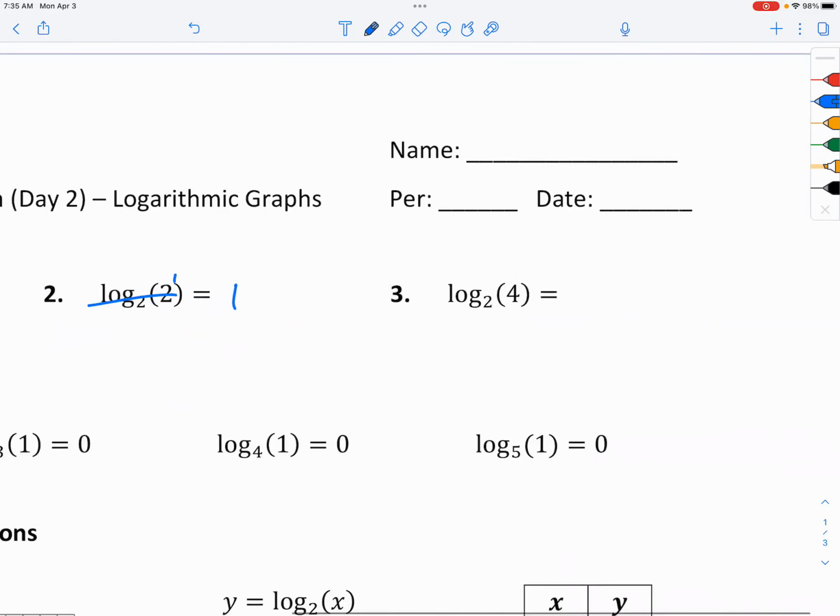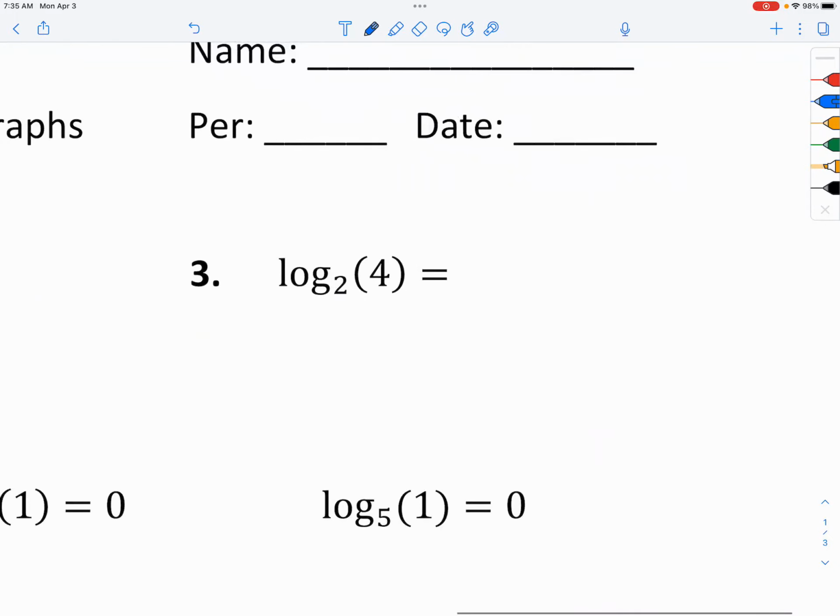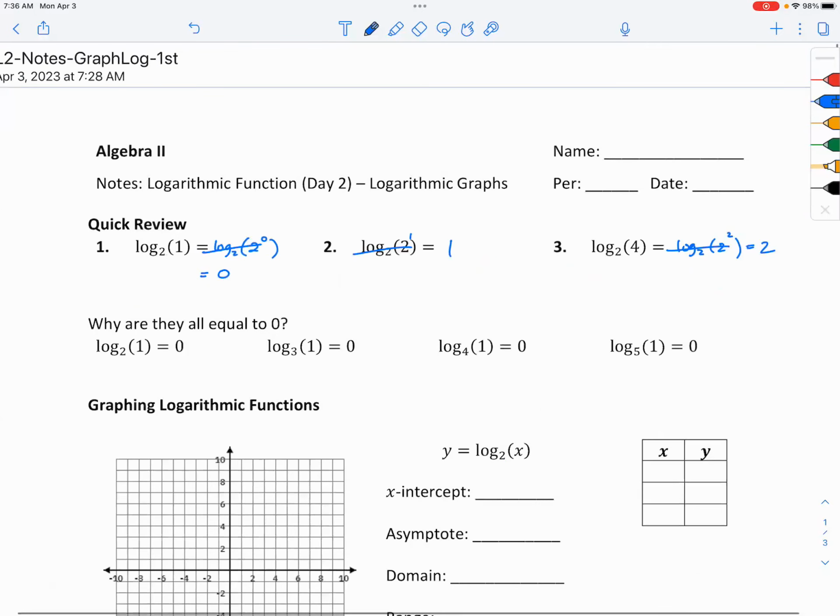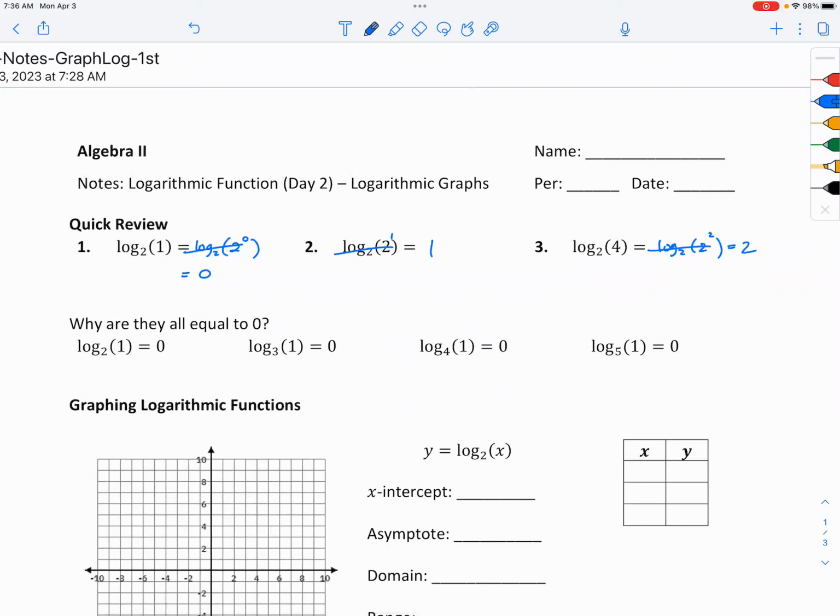Okay, and then log base 2 of 4. So the way we will look at 4 is going to be 2 squared. So log base 2 of 4 is equal to 2. All right, so we're good. Okay, we're good. So if you're good with all these, and of course we can do any other bases.